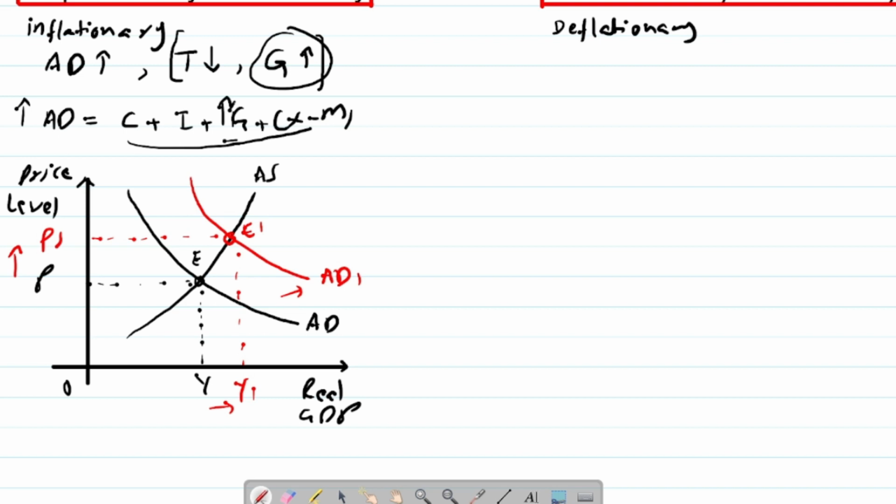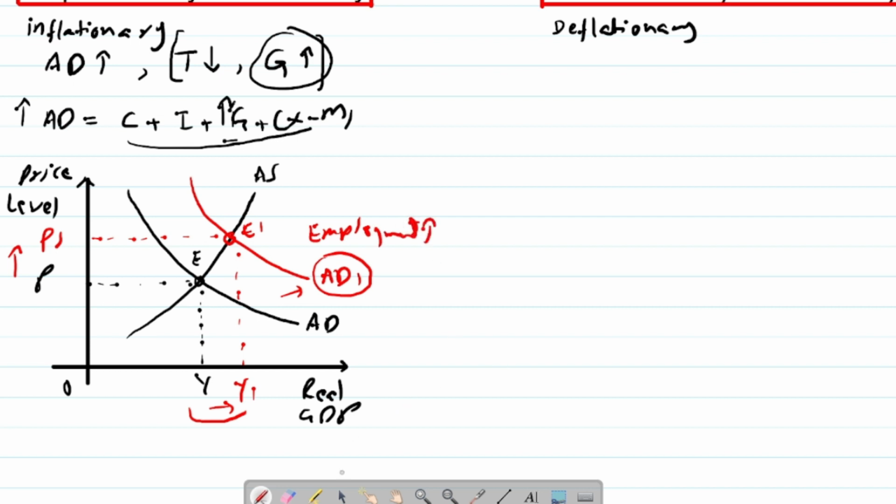So rise in price from P to P1 is demand pull inflation, and rise in real GDP from Y to Y1 is economic growth. And since aggregate demand is increasing, investment will be increasing, government spending will be increasing, so employment will also rise.